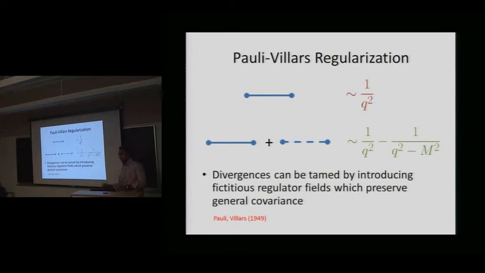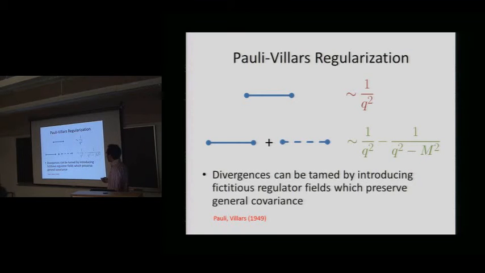Pauli-Villars has a long history. It goes back to 1949, when Pauli and Villars introduced it as a way to regulate divergences in QED. The basic idea of the scheme is that wherever you see a propagator, which typically scales as 1 over q squared, you replace that with 1 over q squared minus 1 over q squared minus n squared. The idea being at large q, this n is irrelevant, and so these things cancel. At very low q, the n dominates, and for very large n, this whole thing is negligible, and so you just restore the usual propagator.